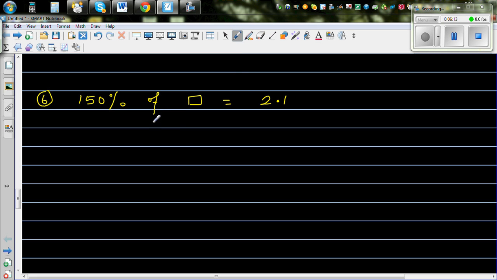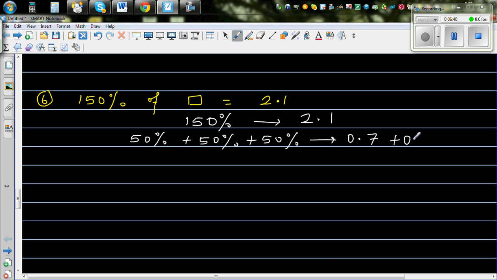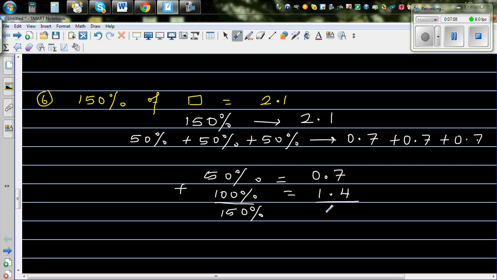So 150% of something, this is an interesting question. 150% is 2.1. So I'm going to write 150% as 50% plus 50% plus 50%. I'm dividing 150% into 3 equal parts. If I divide 2.1 into 3 equal parts, this is 0.7 plus 0.7 plus 0.7. So what have we said? That 50% is 0.7. So 100% is double this, which is 1.4. And just to confirm, if you add this two, this is 150%, and you'll get 2.1.